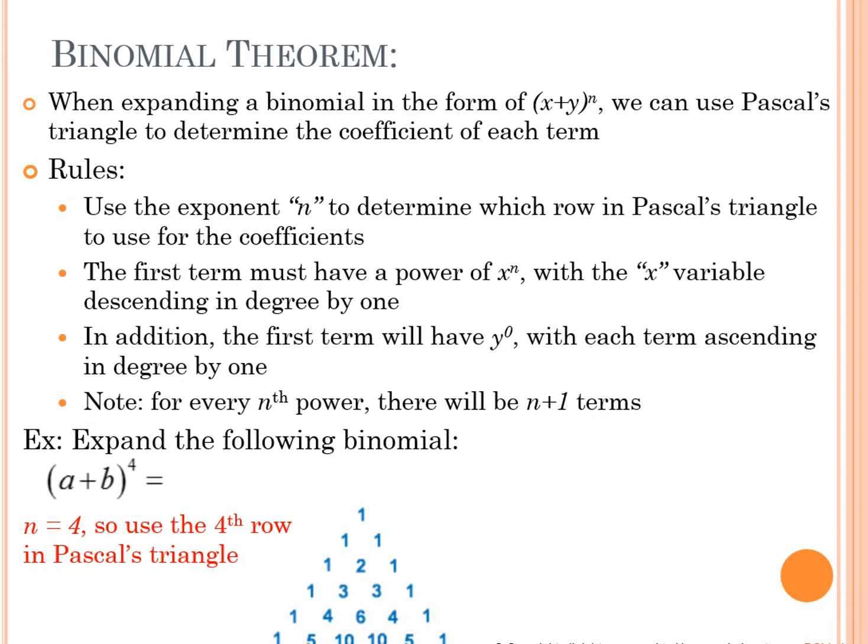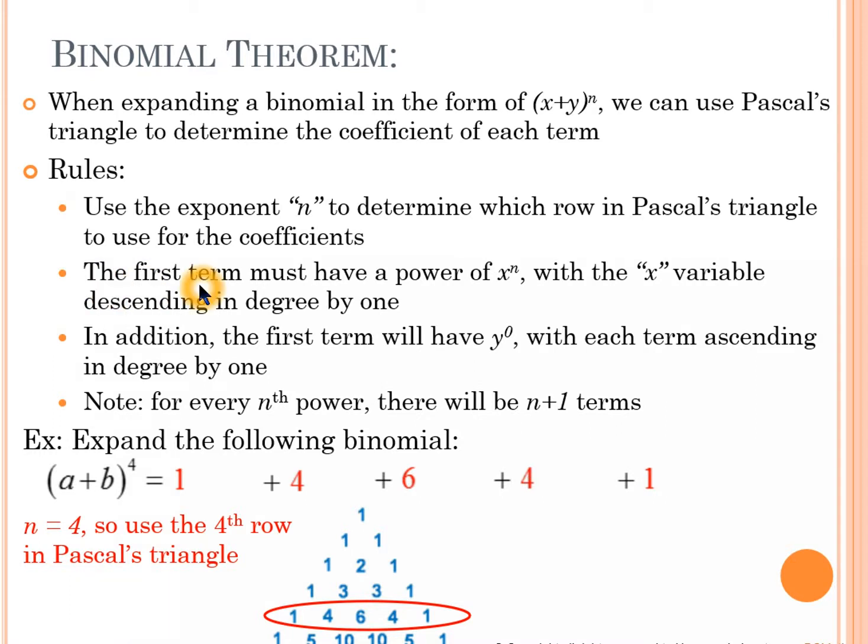Here's Pascal's triangle right here, and there is my 4th row. My 4th row has the numbers 1, 4, 6, 4, and 1. All right, so my coefficients will be 1, 4, 6, 4, and 1. So when I expand a plus b to the power 4, these are my coefficients. All right, so that part's done.